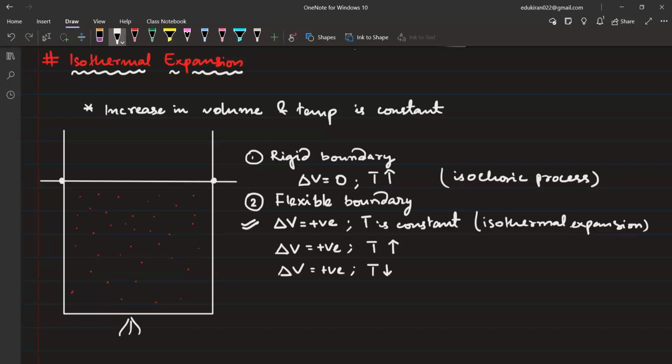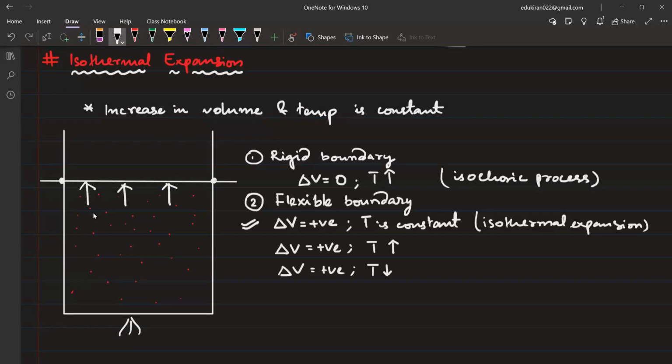Now please see. When we have an isothermal expansion, what is going to happen? Delta V is positive and T is constant. So one thing we can definitely say is that whatever energy we are giving to the system is totally consumed in doing the work of lifting the piston up. Correct?